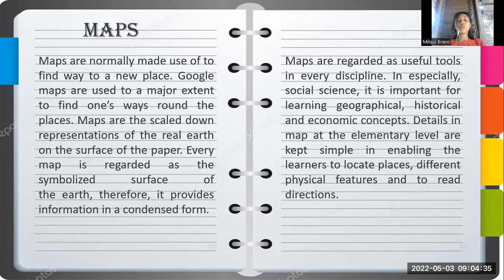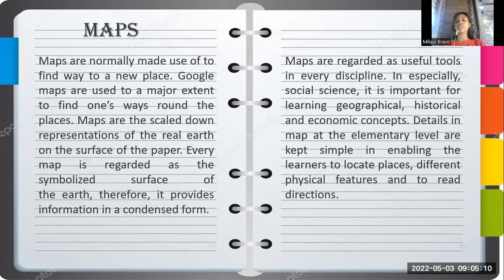Next are the maps. Maps are normally made use of to find the way to a new place. Google Maps are used to a major extent to find one's way around places. Maps are a scaled down representation of the real Earth on the surface of paper. Every map is regarded as the symbolized surface of the Earth. Therefore, it provides information in a condensed form. Maps are regarded as useful tools in every discipline, especially social science. They are important for learning geographical, historical, and economic concepts.